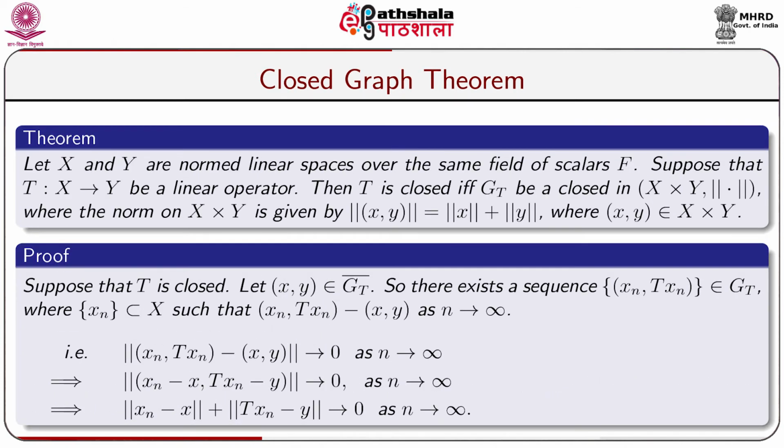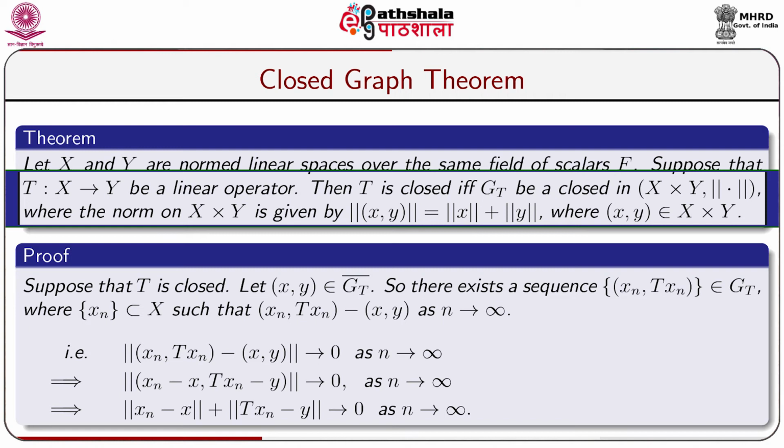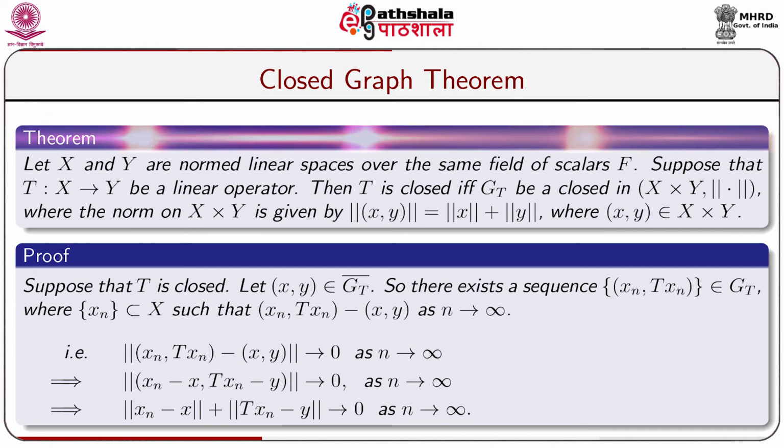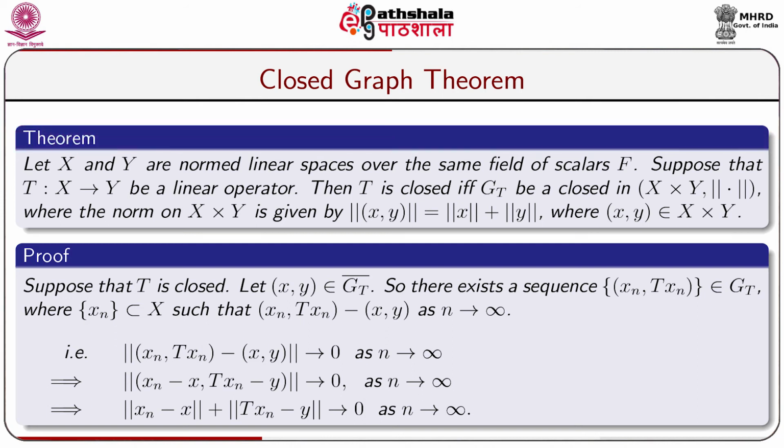Now we get a theorem. Let capital X and capital Y be normed linear spaces over the same field of scalars capital F. Suppose that T from X to Y is a linear operator. Then T is closed if and only if the graph of the operator T is a closed set in X cross Y with respect to the given norm in X cross Y, where the norm in X cross Y is given by norm of the pair (x, y) equal to norm x plus norm of y, where (x, y) belongs to X cross Y. The proof runs as follows. Suppose that T is closed.